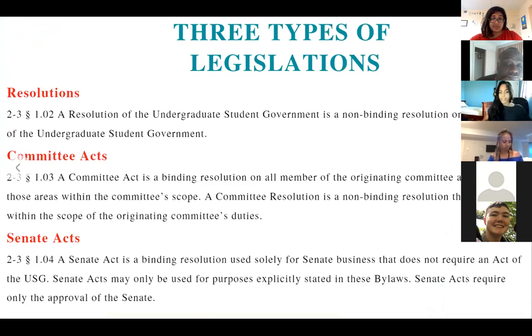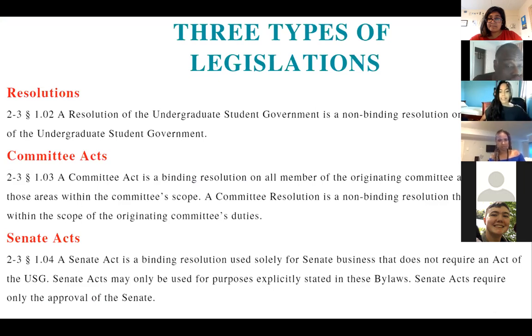We have three types of legislations. Legislations, as I said before, could be either resolutions or acts. A resolution is a non-binding resolution on all members of the USG. And acts can be either committee acts or Senate acts. A committee act is a binding resolution on all members of the originating committee, and only in those areas within the committee scope. A committee resolution is a non-binding resolution that must be within the scope of the originating committee's duties.